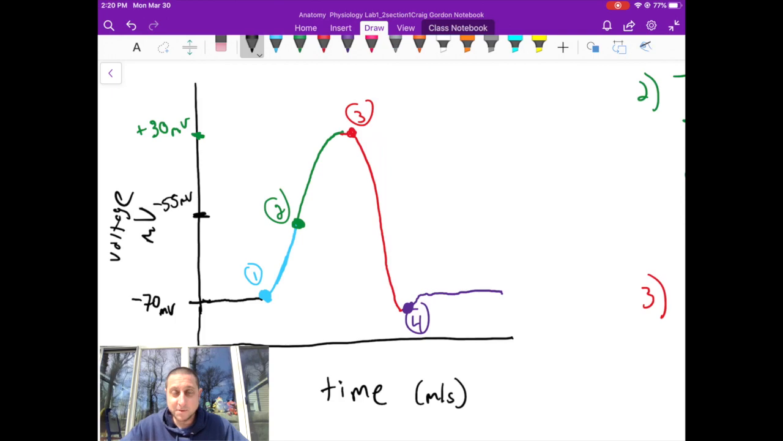At negative 70 millivolts, we get a stimulus. The stimulus will cause the stimulus-gated sodium channels to open. If it gets up to negative 55 millivolts, it will reach threshold, and therefore the voltage-gated sodium channels will open. While that's happening, the potassium channels are doing that. They're slow. So once it gets up to plus 30 millivolts, the sodium channels shut, all of them. No more sodium in. Bye-bye.